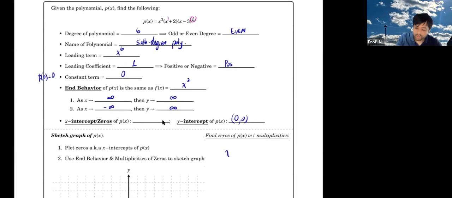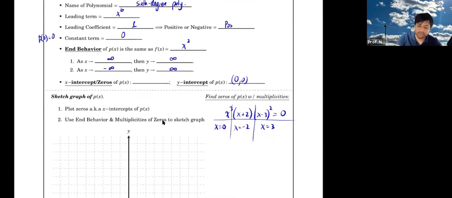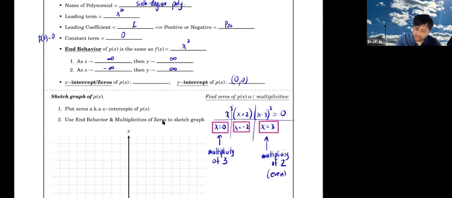Now what are the zeros? x cubed, x plus 2, x minus 3 squared equals 0. The zeros are quick to get. x equals 3 is a zero, x equals negative 2 is a zero, and x equals 0 is a zero. But now what do we care about? We care about the multiplicities. What's the multiplicity here? This has a multiplicity of 3. This has a multiplicity of 2. This is even. This is odd. This only appears once.